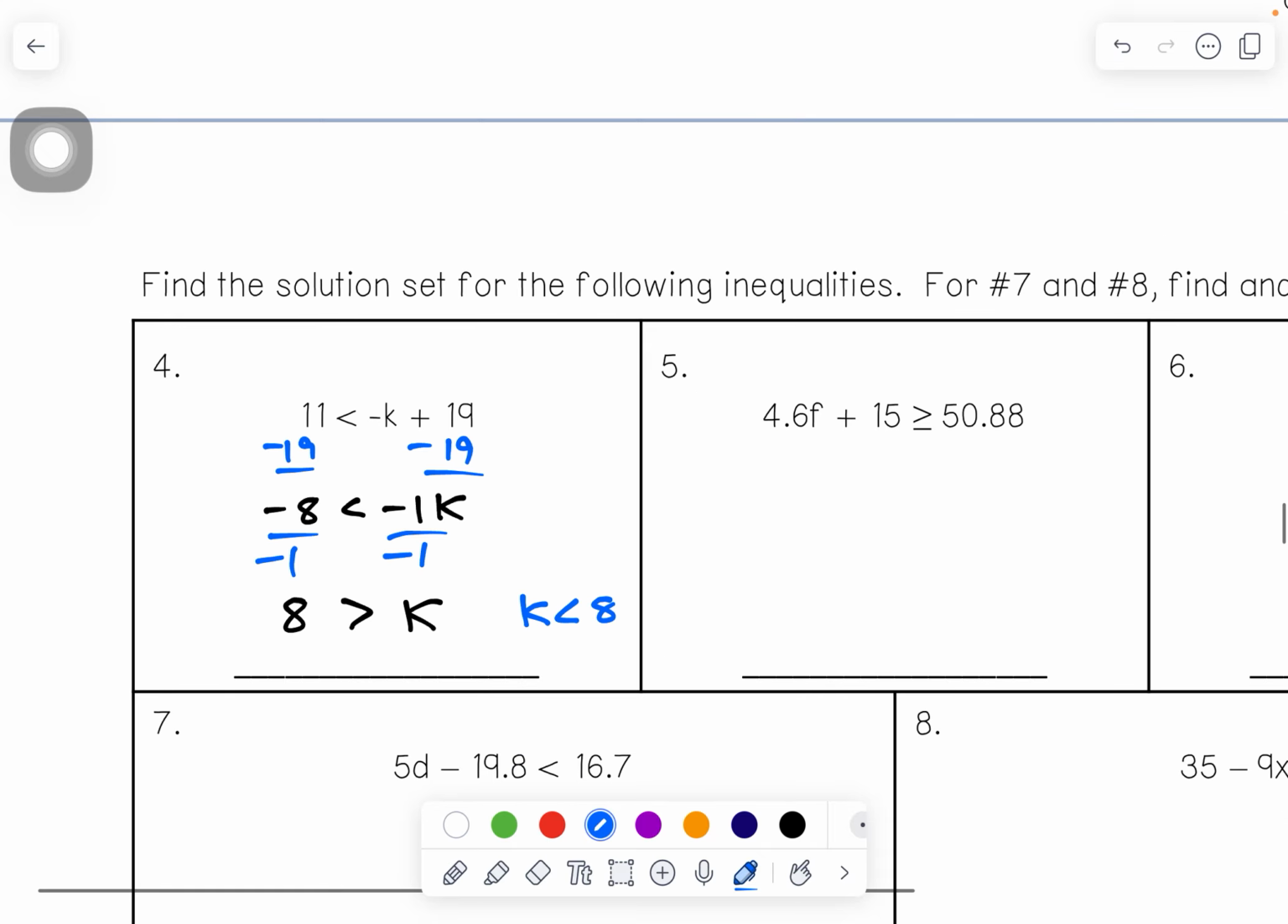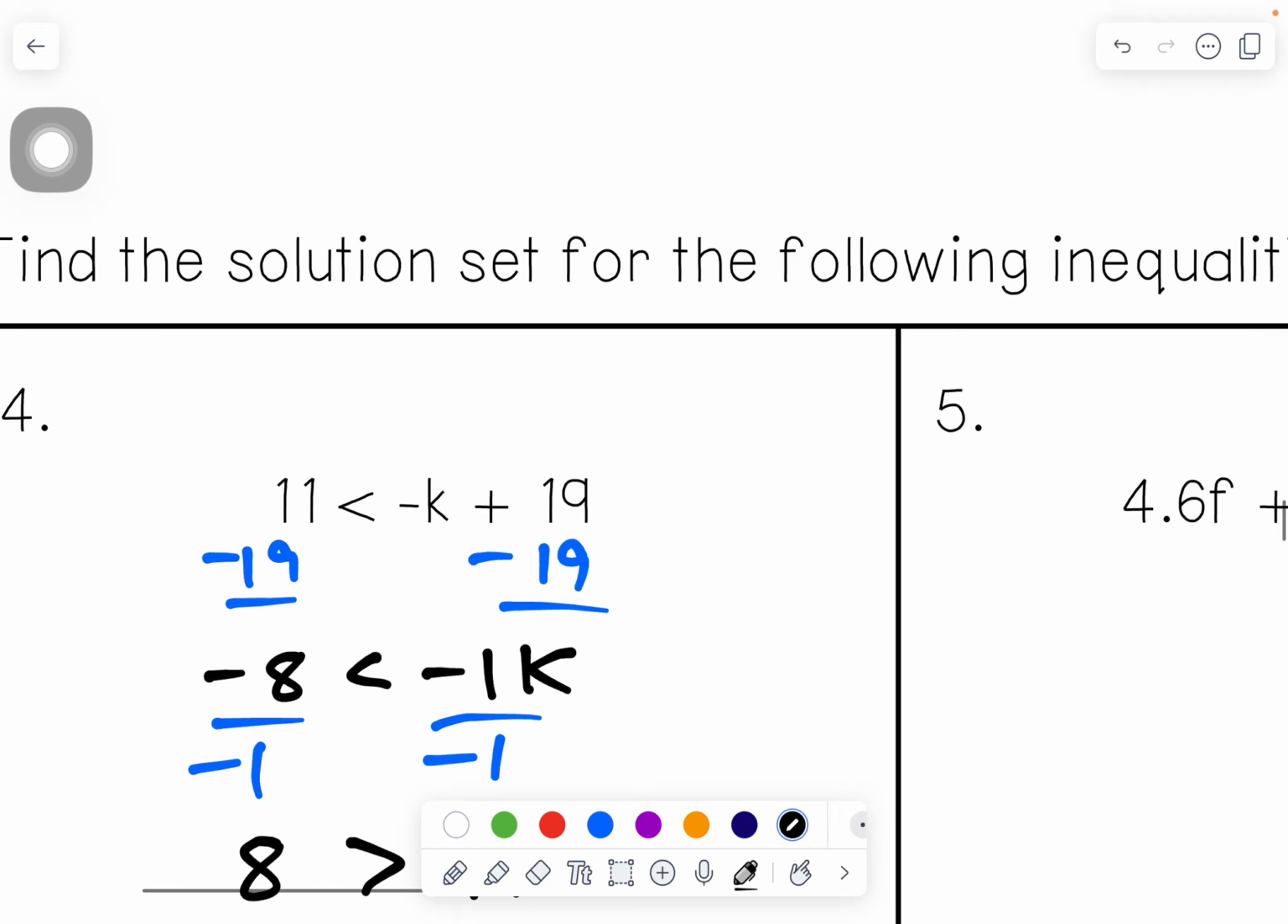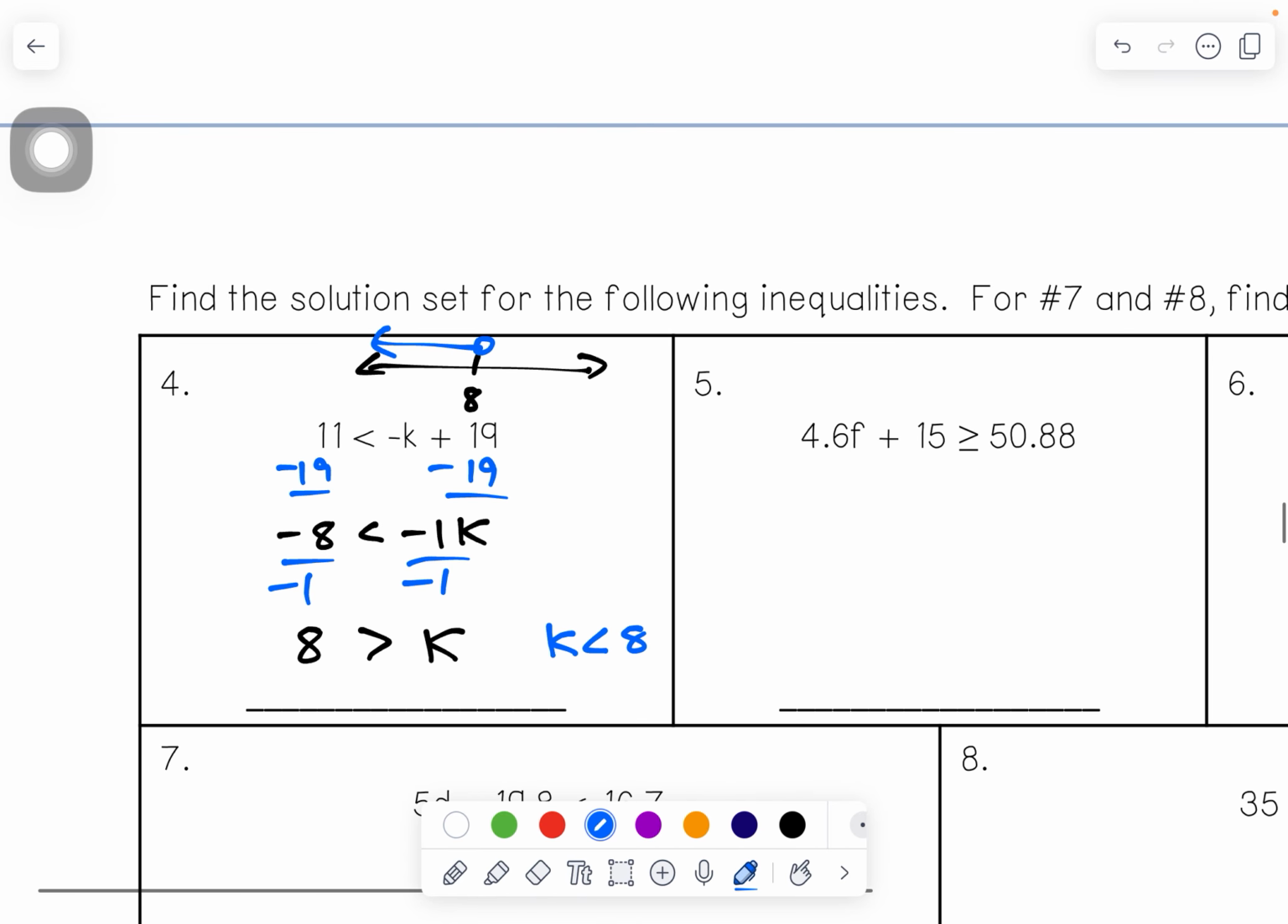Okay, now this one doesn't give me a number line to graph it on, but if I were going to graph it on a number line, which I should, I would put 8 in the middle. I would use an open circle and less than goes to the left. It doesn't have to be any more detailed than that.